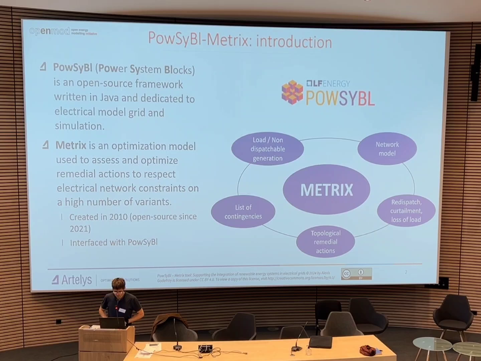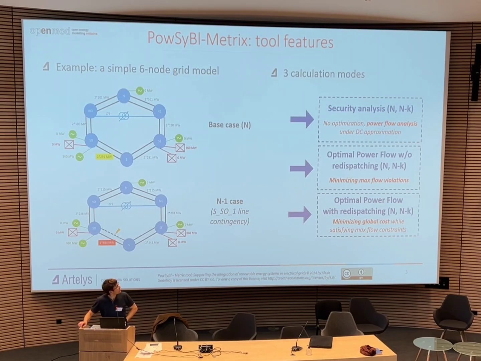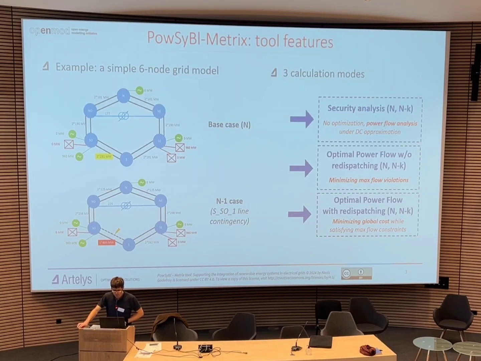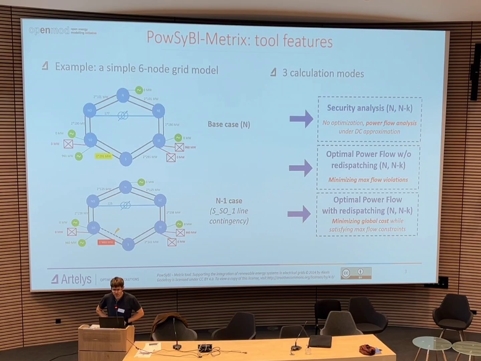And to illustrate a bit the main features of Metrix, you have here on the left-hand side two diagrams of a very simple example of a 6-node electrical grid model. So the first one is the base case, also called N case, which is representative of the normal operation of a grid. So you can see generators and loads as well as flows in the lines. And you can see that each node is connected through two electrical lines to its two neighboring nodes.